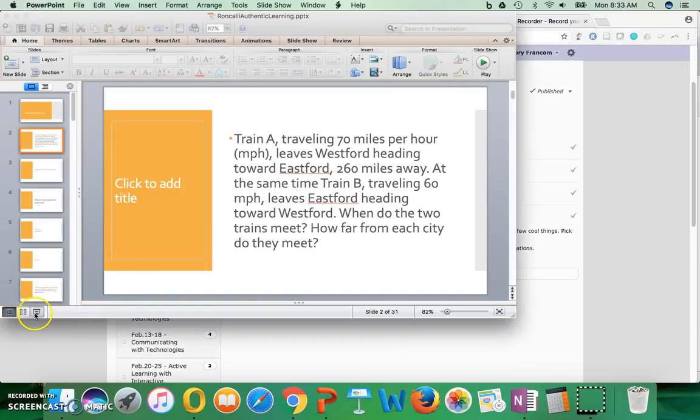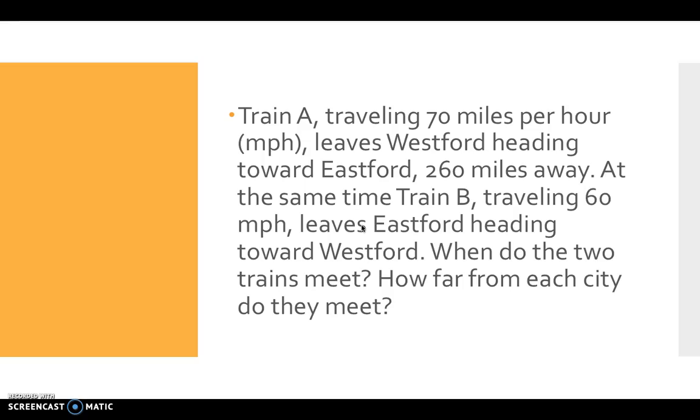Okay, as we talk about authentic technologies, we're talking about authentic learning. I just wanted to start out by talking about a question like this. Train A, traveling 70 miles per hour, leaves Westford heading toward Eastford, 260 miles away. At the same time, train B, traveling 60 miles per hour, leaves Eastford heading toward Westford. When do the 2 trains meet? How far from each city do they meet?